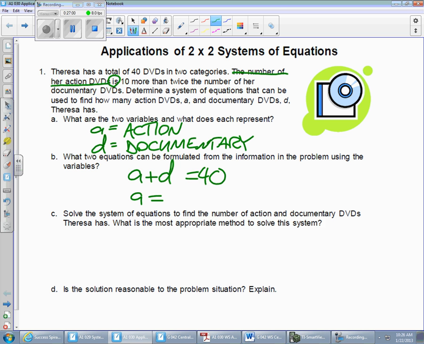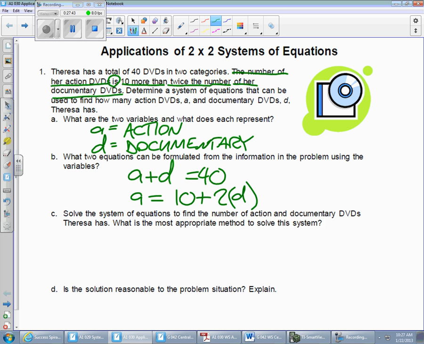Okay, and then it says 10 more than. What's another way to put 10 more than? 10 plus something, right? Something's going to get 10 added to it. And then it says twice the number. What happens there? Yeah, something's doubling. Something's getting twice as big as it was. So we're going to get 2 times something. 2 times what? Her documentary DVDs. What do you know about those? D.